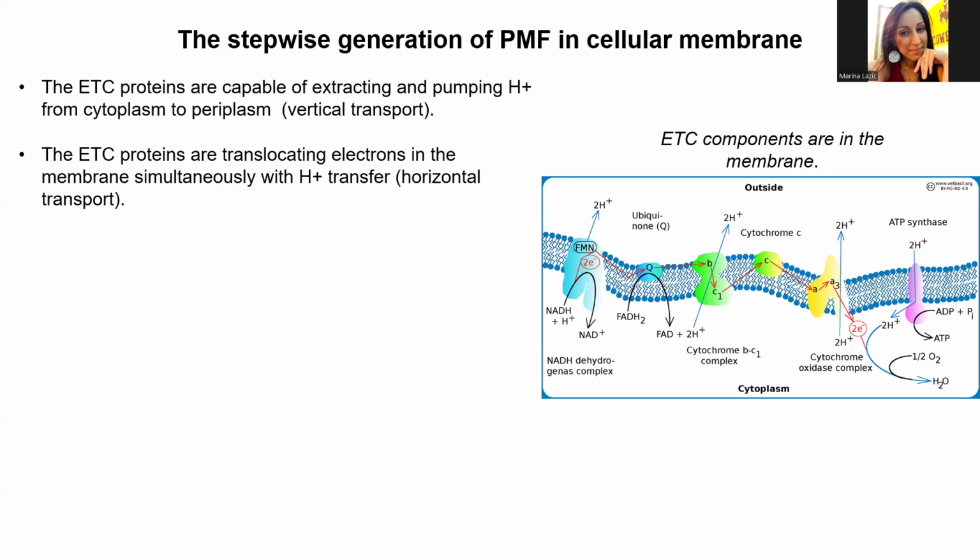So the high at the beginning of the electron transport chain is a high energy electron.